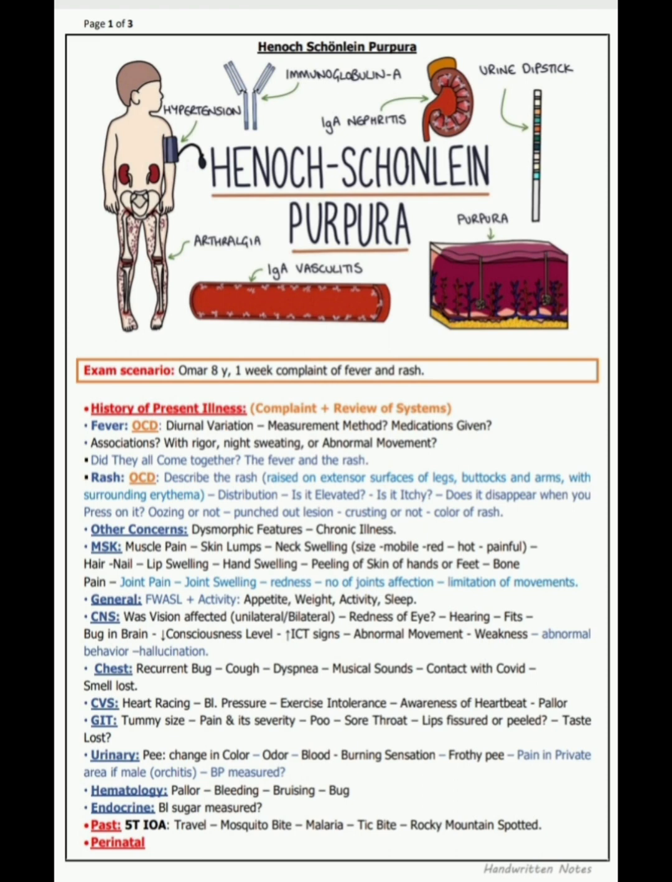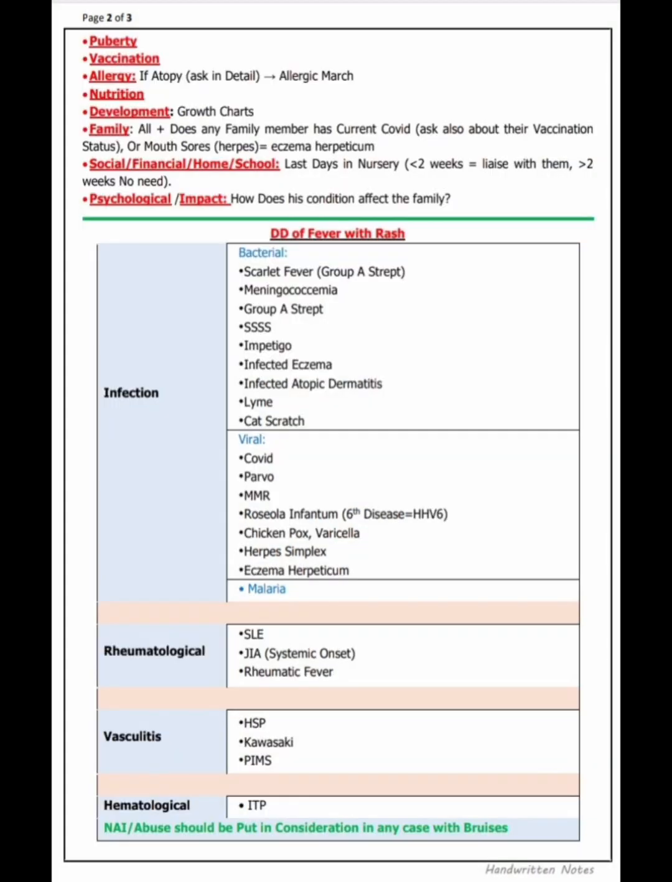Perinatal history, birth history we will ask as usual. Parity history as usual we ask. The vaccination history as usual. Allergy, if atopy, ask in detail. Allergy march. So allergy is also important. We know that when there is allergy, a rash can also develop here. Nutrition history we will ask. Development history, the growth charts.